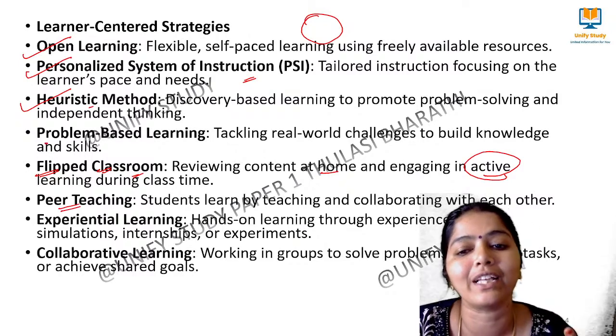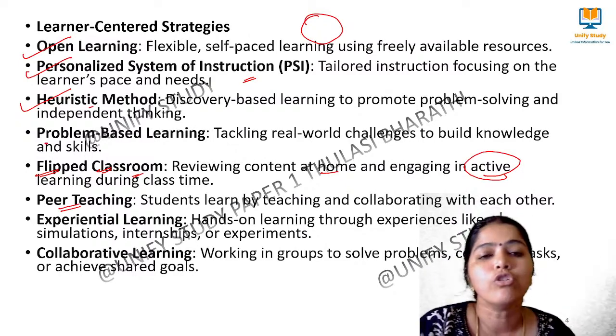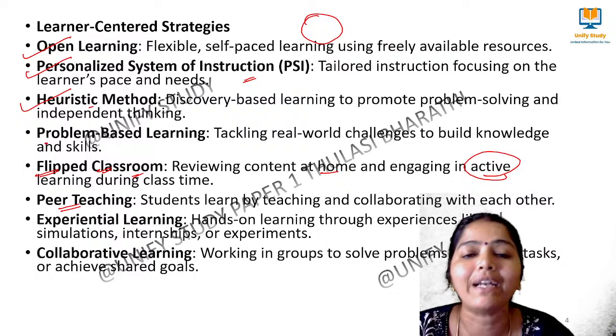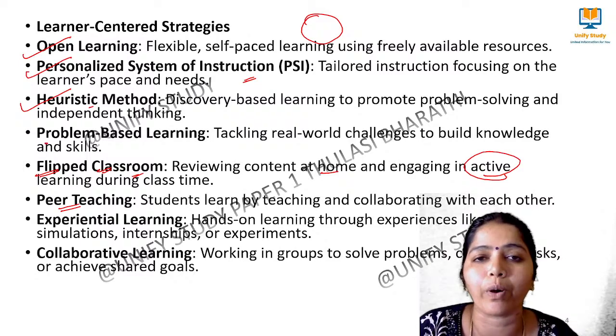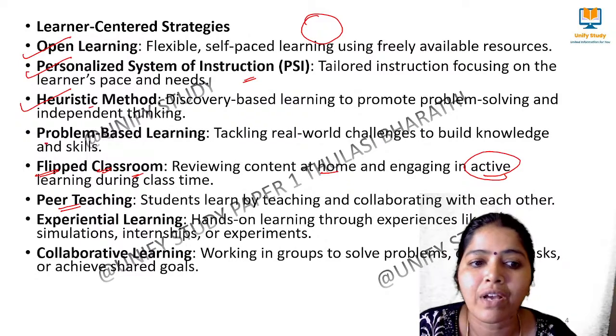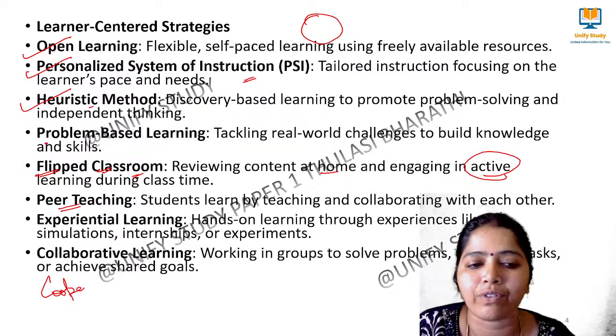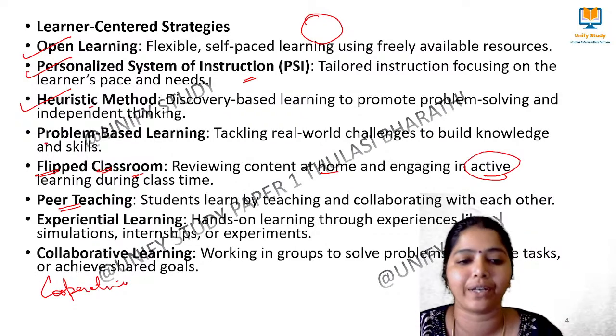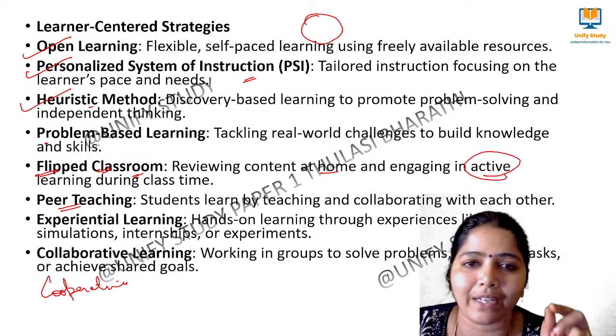Next we have peer teaching. What do you mean by peer teaching? Students learn by teaching and collaborating with each other. Next we have two important teaching-learning approaches. One is collaborative, another one is cooperative. Collaborative and cooperative. So what do you mean by collaborative?